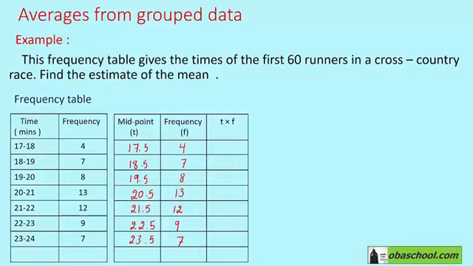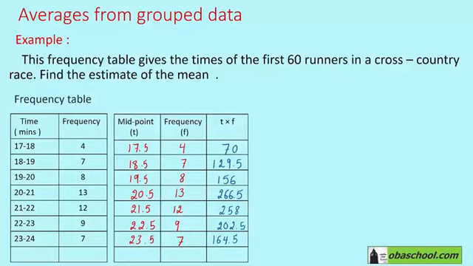Now, as we've learned before, the first step for calculating the mean is the time, which is the value x, times the f, which is the frequency. So, let's go ahead and multiply all the times that we have just calculated with the midpoints by the frequencies that were already given. So, we're going to start with 17.5 times 4, which is 70. And then we have 18.5 times 7, which is 129.5, and so on.